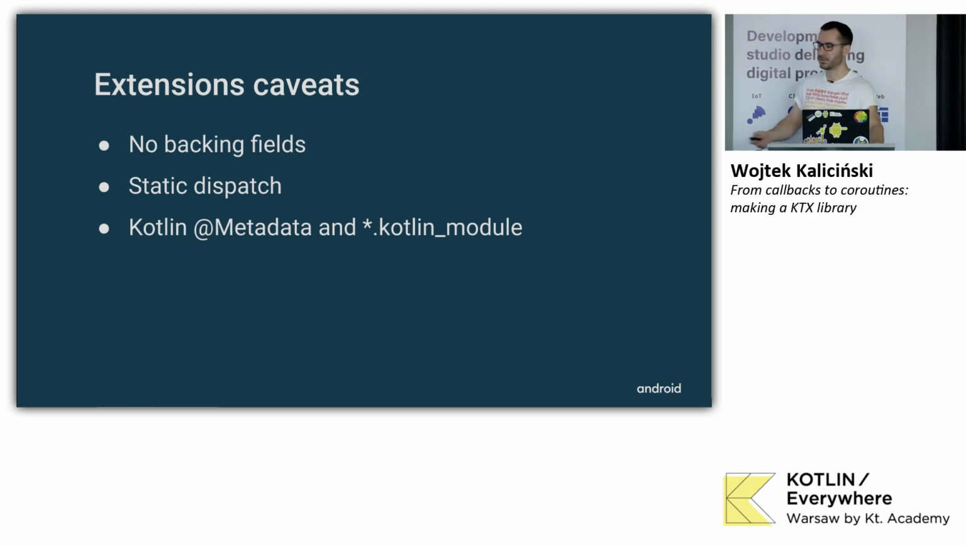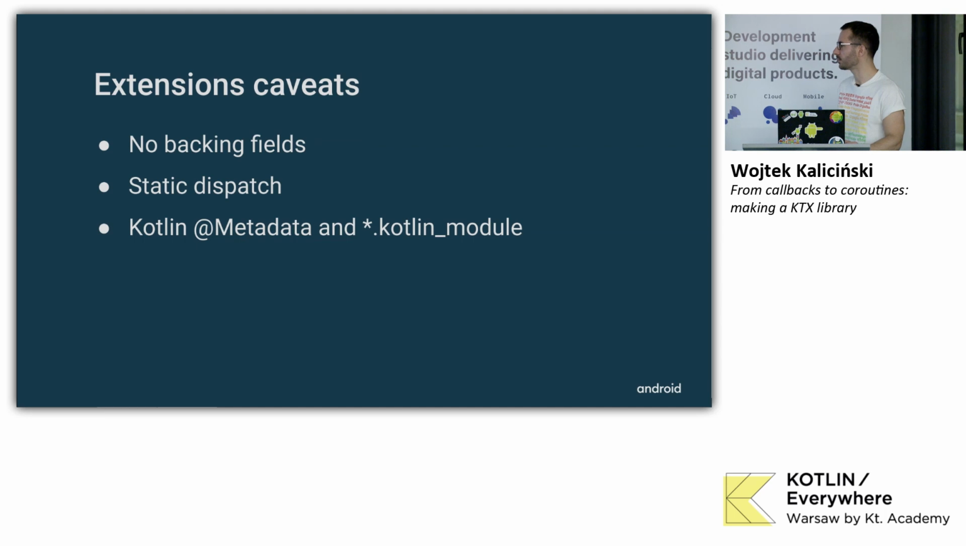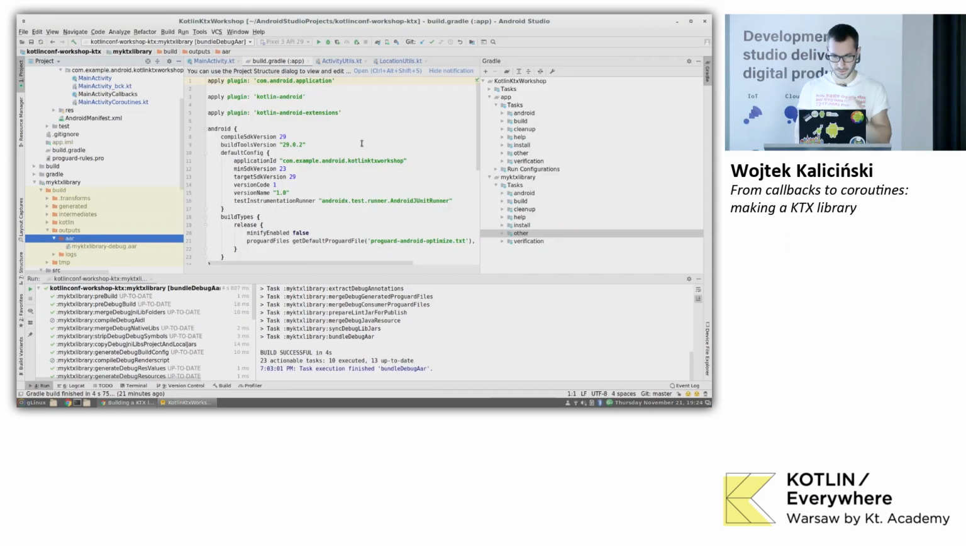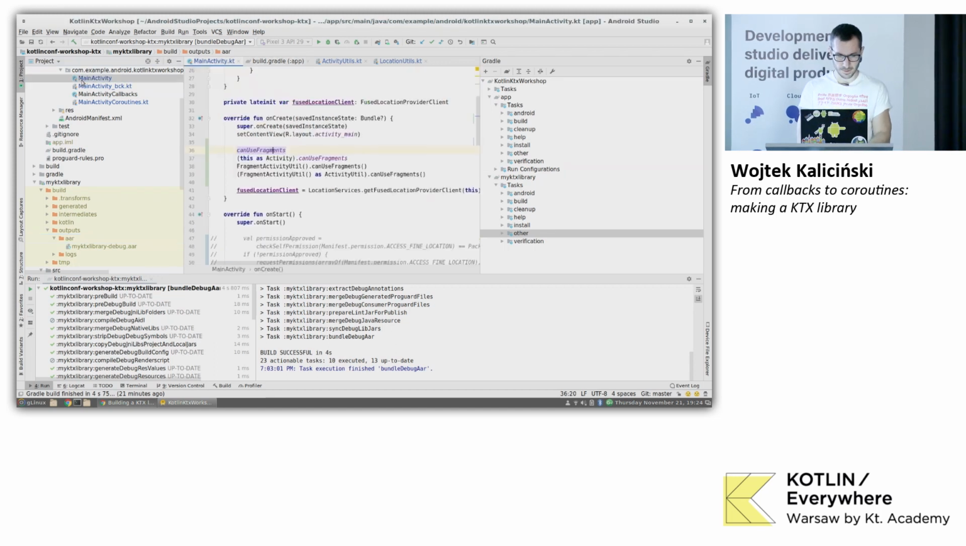And so I said the fact that this is done by the compiler, that these are static functions that exist outside of the class that you define it on, actually has interesting implications or caveats. Like I just said, you can't have backing fields for properties. One interesting thing that happens that we will look at is static dispatch. And it also generates some additional metadata that I haven't shown in the previous slides. So let me talk about these three, and let's look at an example.